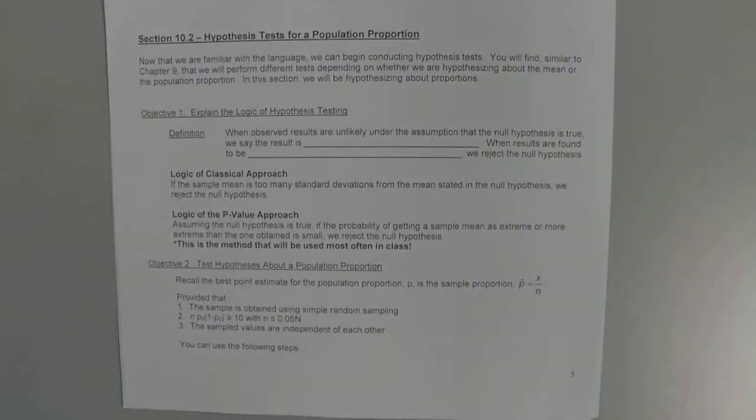10.2 is doing hypothesis tests for a population proportion. So it really mimics chapter 9, where the first interval we did was for a proportion, and the second interval we did was for a mean. So 10.2 will be hypothesis testing for a proportion, and 10.3 will be for a mean. All the steps are similar, the only difference will be whether we're using our Z or our T.